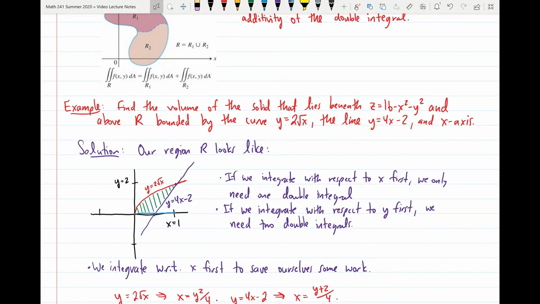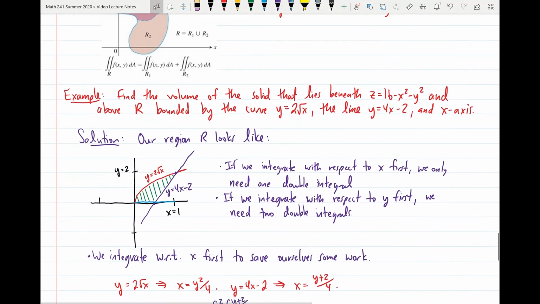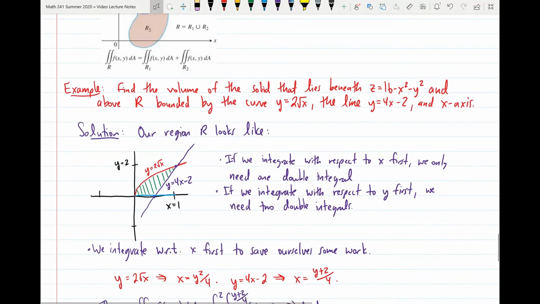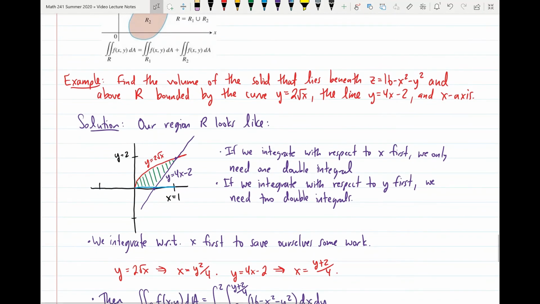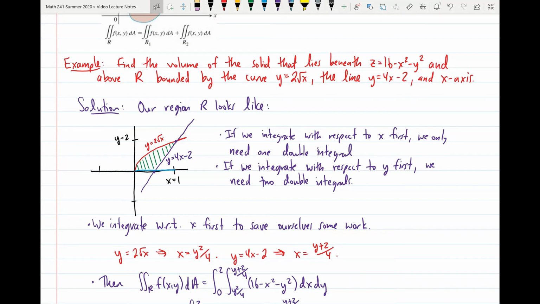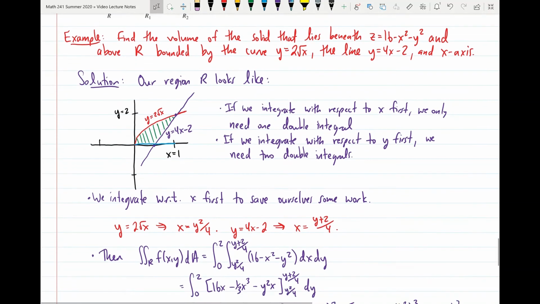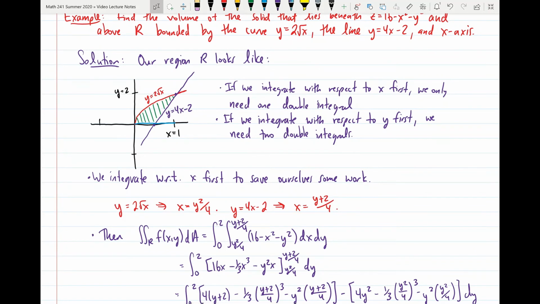We want to find the volume of the solid that lies beneath the function z equals 16 minus x squared minus y squared, and above the region R that's bounded by the curve y equals 2 times the square root of x and the line y equals 4x minus 2, as well as the x-axis. So again, the first thing to do here is to draw whatever that region R looks like in the plane. So I've done that on the left. We have our function y equals 2 times the square root of x in red, and the line y equals 4x minus 2 in purple, and then I have the x-axis in blue, and we end up with that region bounded by those three different functions there.